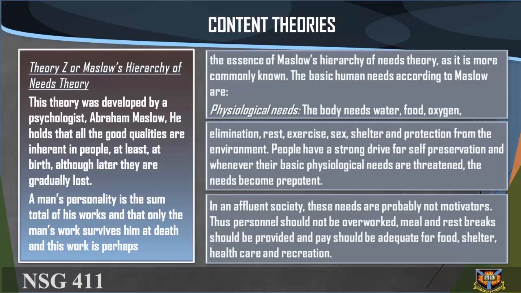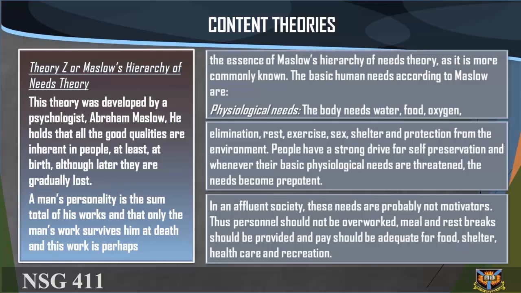Content theories. Maslow's hierarchy of needs theory. This theory was developed by a psychologist, Abraham Maslow. He holds that all the good qualities are inherent in people, at least at birth, although later they are gradually lost. A man's personality is the sum total of his works. Only the man's work survives him at death, and this work is perhaps the essence of Maslow's hierarchy of needs theory, as it is more commonly known.